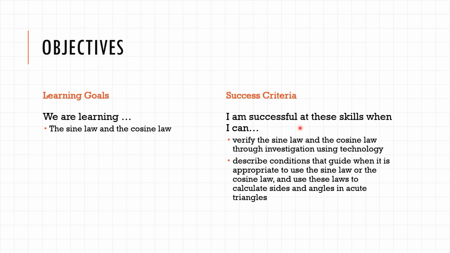How do you know you're good at using the sine and cosine law? First of all, when you can verify that they're true by investigating it using technology so that you know them and you know that in fact they are true. And second, when you can describe the conditions that guide when is it appropriate to use the sine law? Under what conditions should you use the cosine law instead? And once you've figured out what's the best time to use which one, then it's time for you to actually use these laws to calculate sides and angles in acute triangles.